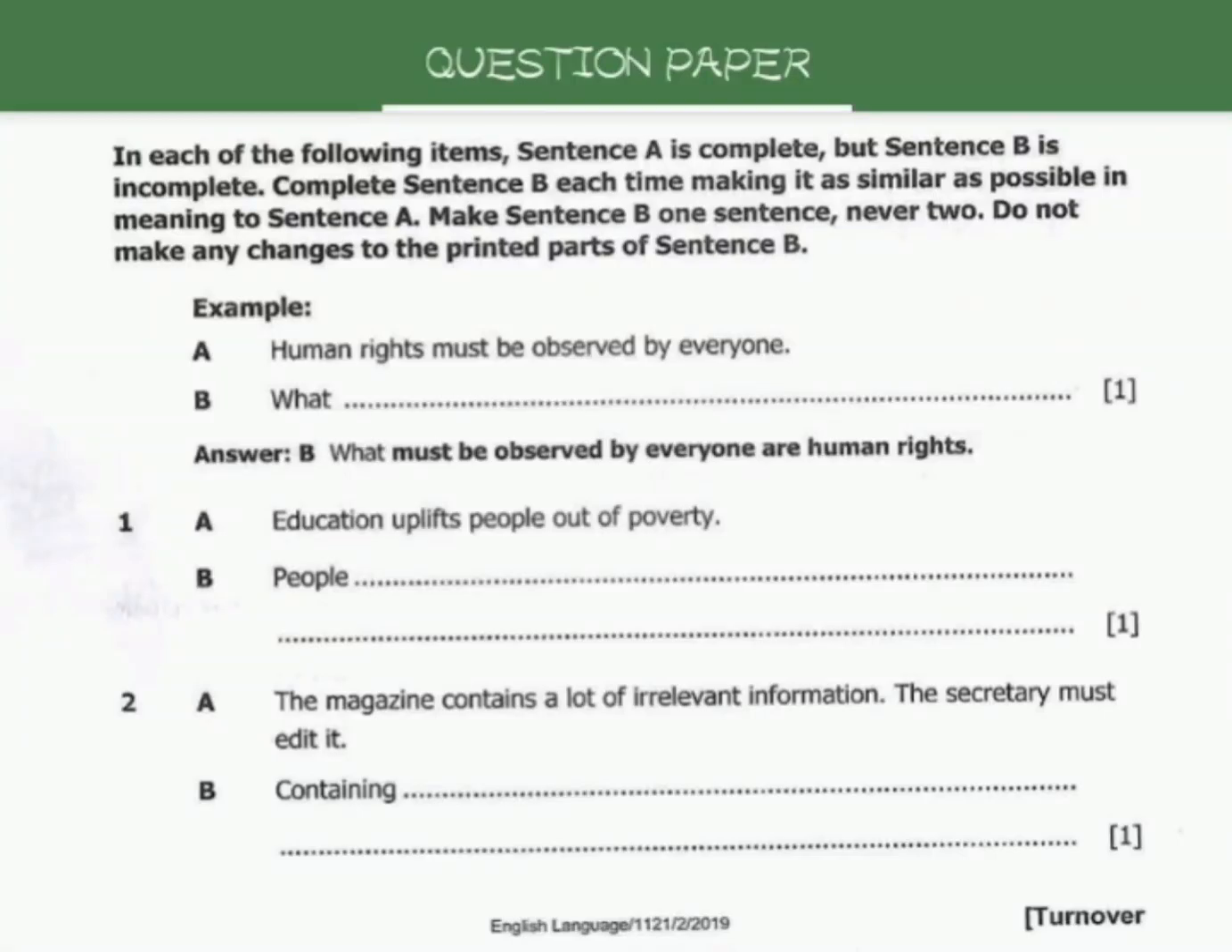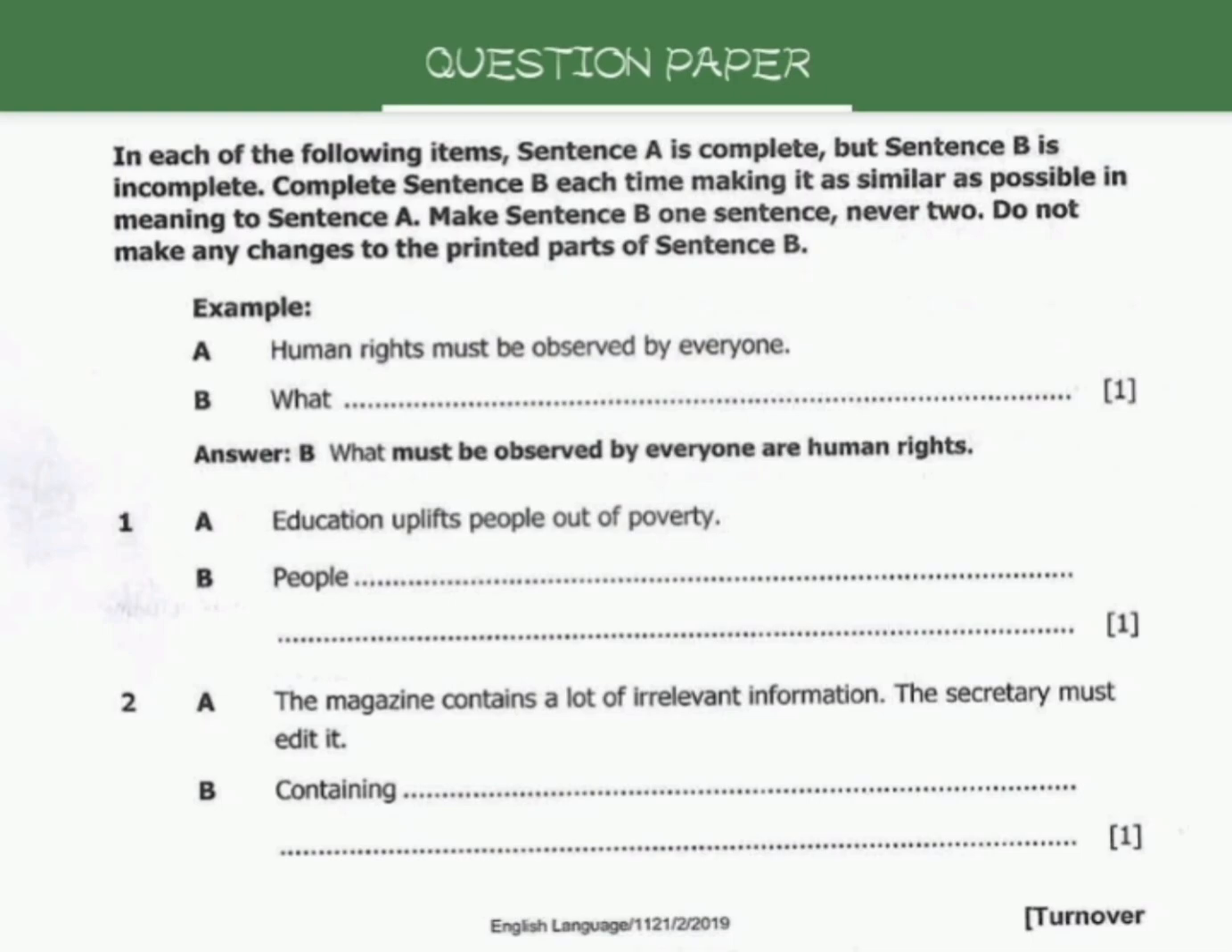Alright, so this is English paper 2, 2019 internal. The question is saying, in each of the following items, sentence A is complete, but sentence B is incomplete. Complete sentence B each time, making it as similar as possible in meaning to sentence A. Make sentence B one sentence. Do not make any changes to the printed parts of sentence B.